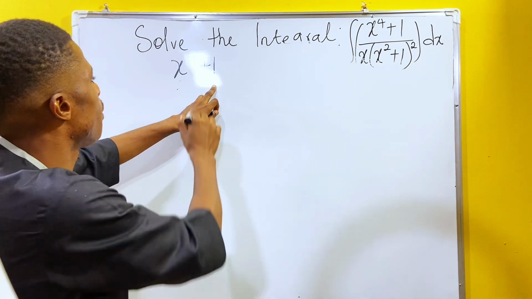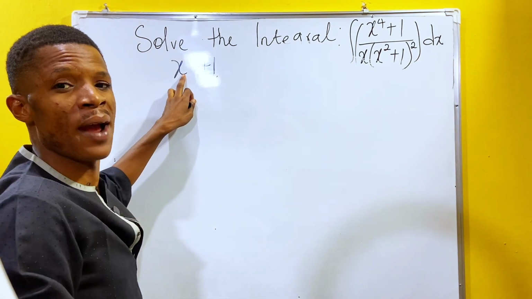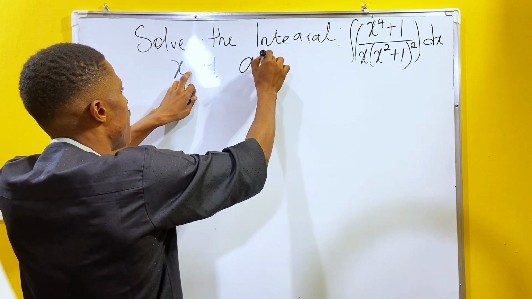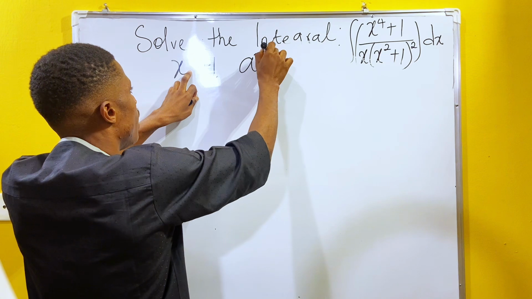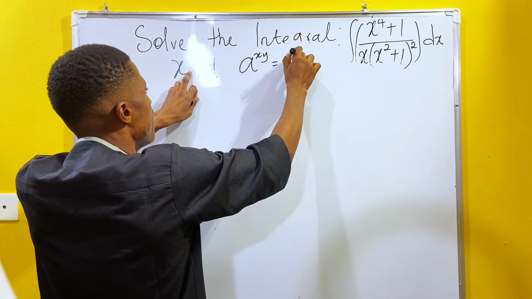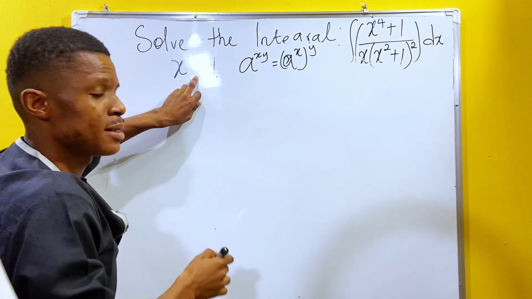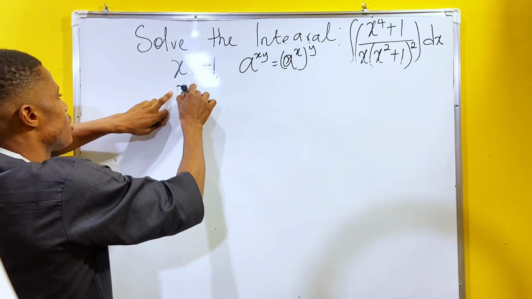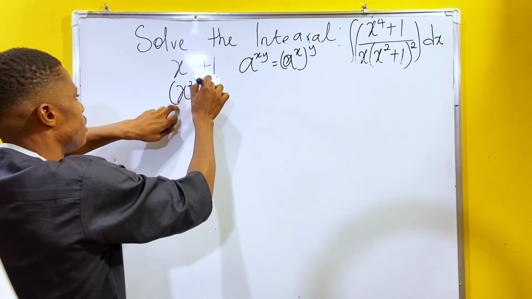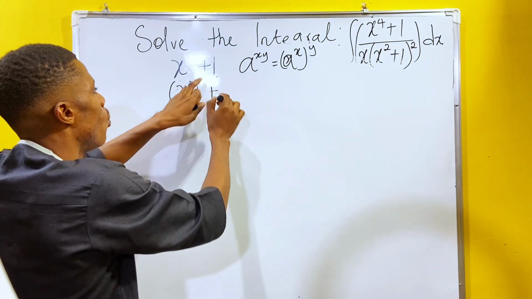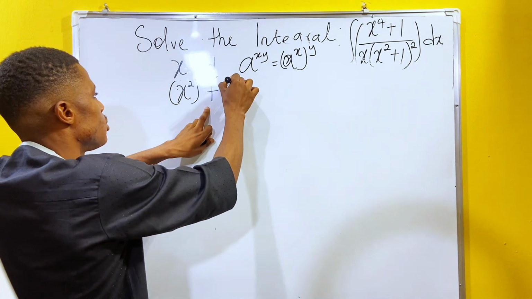You know that from exponents, when you have a to the power of xy, you can write it as a to the power of x raised to the power of y. So I can write x to the power 4 to be x squared all squared. 2 times 2 is 4, so nothing changed. Then plus 1, I can write 1 to be 1 squared.